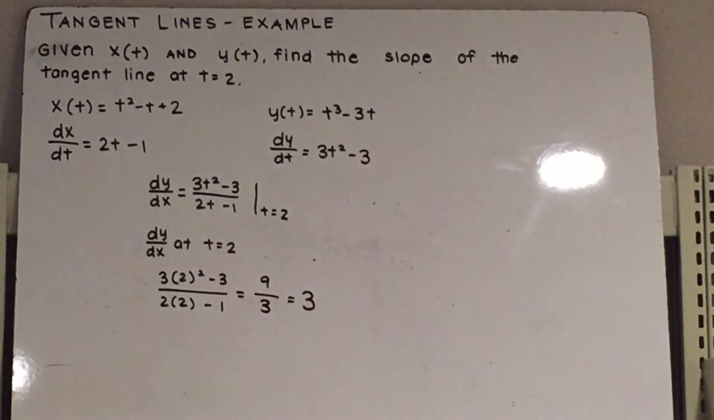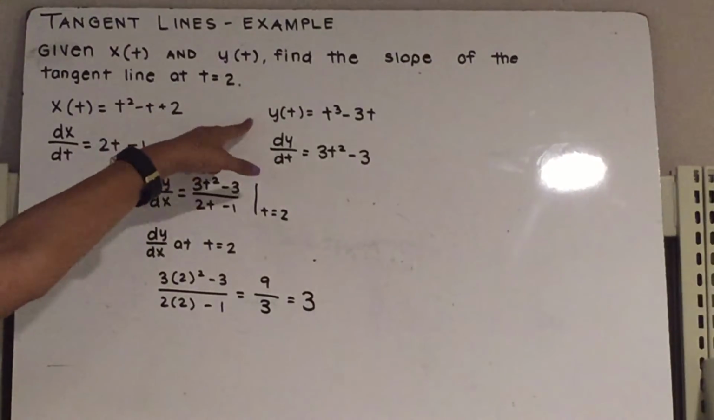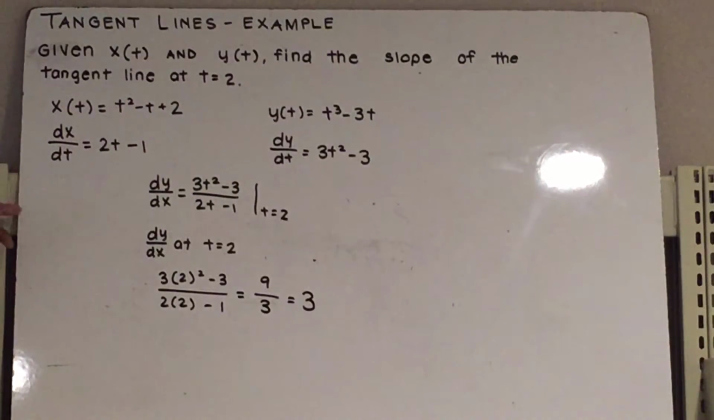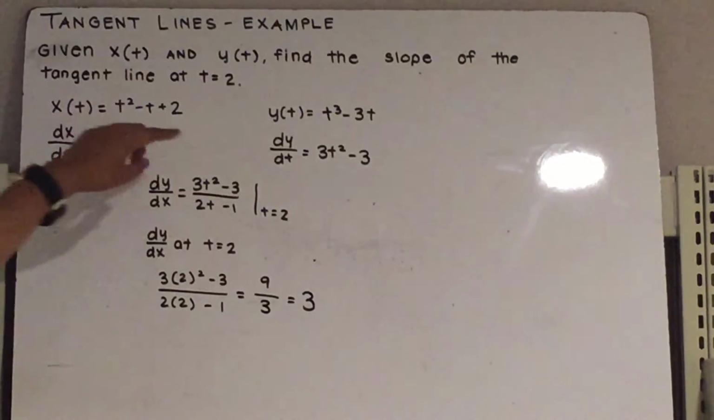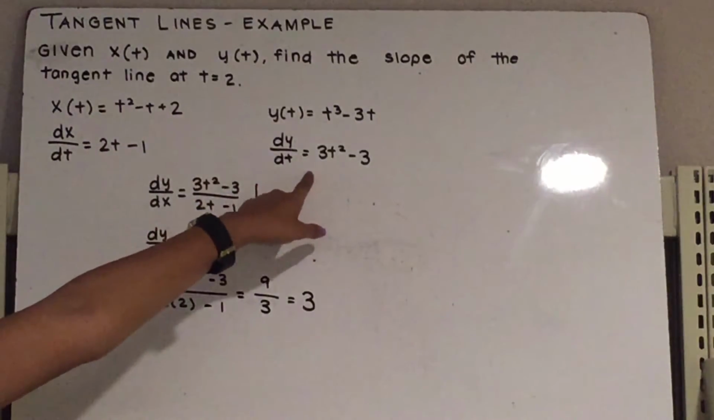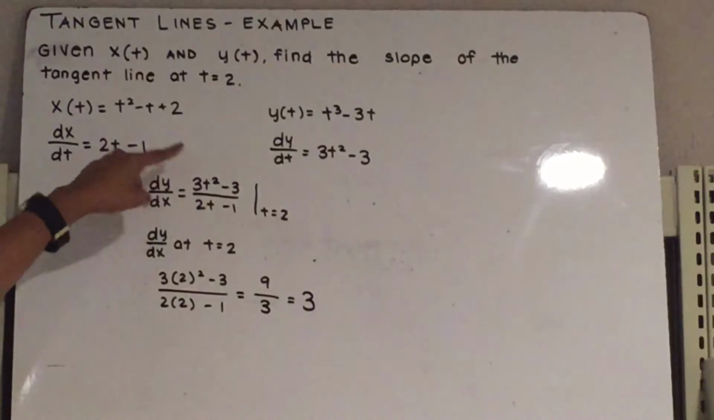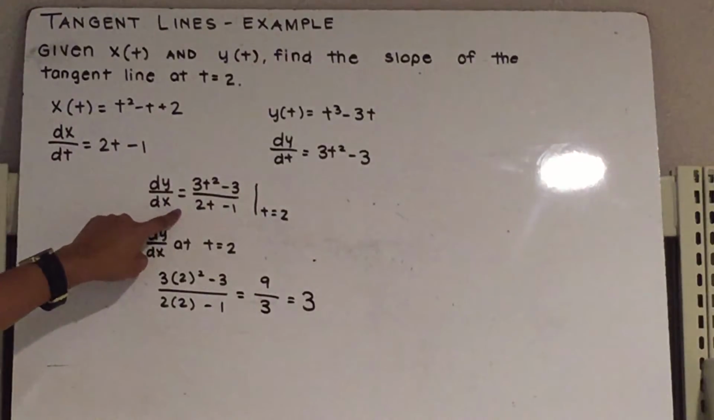So I've written out an example here. Given x of t and y of t, find the slope of the tangent line that hits this graph at t equals 2. So x of t is t squared minus 2 minus t plus 2, and y of t is t cubed minus 3t. And from a previous video, we know that dy/dx is dy/dt over dx/dt. So you found dx/dt, which is 2t minus 1 from the derivative, and dy/dt is 3t squared minus 3. And now you're going to find dy over dx, so that's 3t squared minus 3 over 2t minus 1.